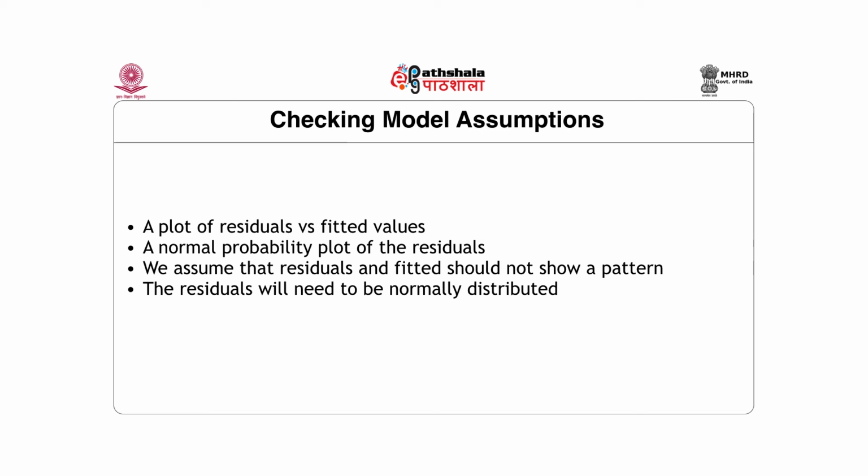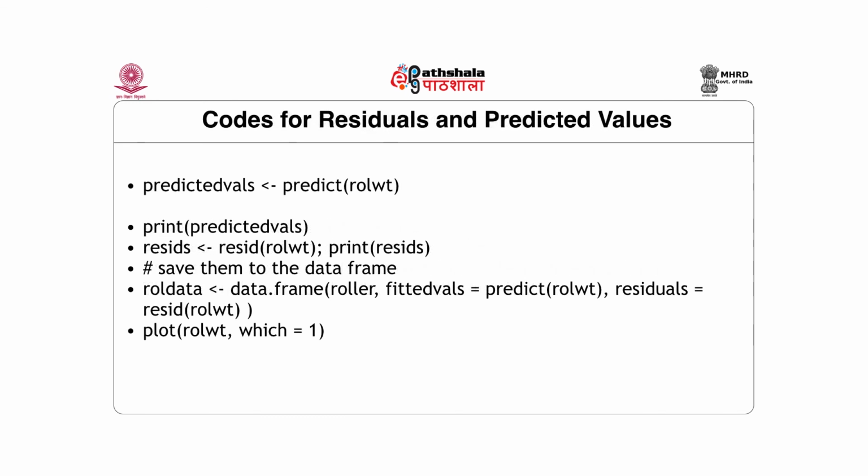In other words, we are not going to expect that the residual values are actually going to diverge from a range, which is known as heteroskedasticity. And the residuals will ideally be normally distributed. So let's see how we can accomplish these kind of activities in R. So we're going to put some codes for residuals and predicted values.